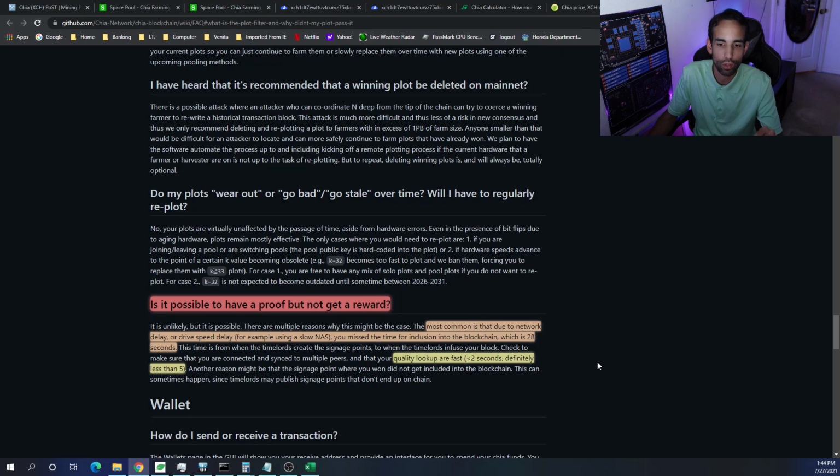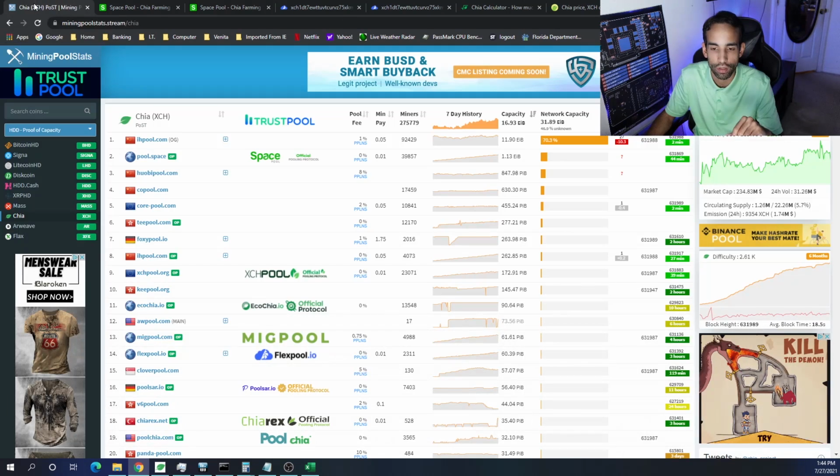The biggest thing we need to be aware of is that when it says passing the plot filter, you need to be able to look up. Your system needs to be able to look it up in under 5 seconds, 2 seconds preferred. Additionally, to earn that reward, you've got to get it in under 28 seconds or less. The most common issue is due to network delay or drive speed. If you are over 28 seconds for inclusion, you will lose out on that reward. There are tools out there like PSG, a plotter, that allow you to test that and the time frame, to make sure everything is within the parameters outlined by Chia. I'll probably do a video on that. If you want me to, let me know down in the comments below.